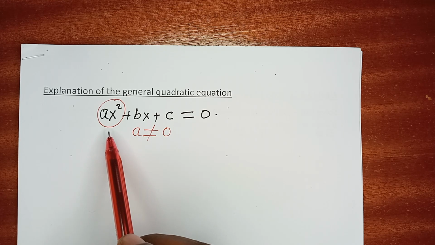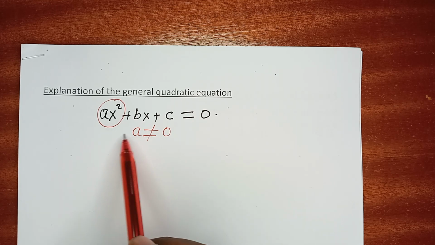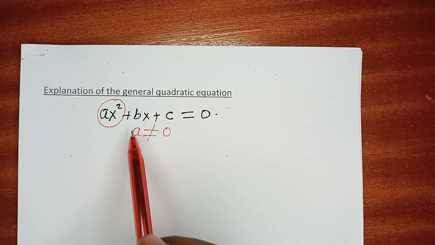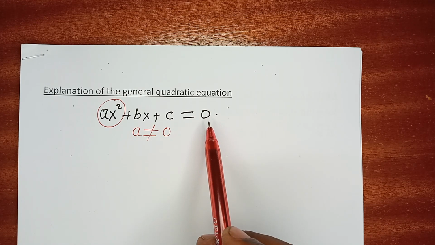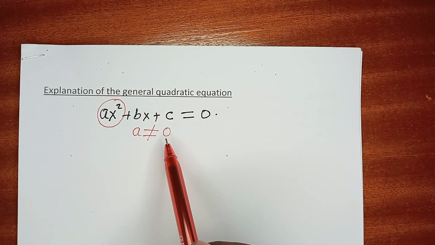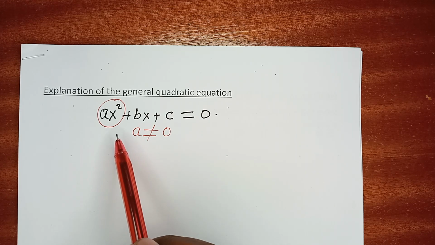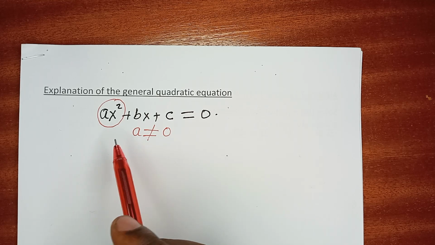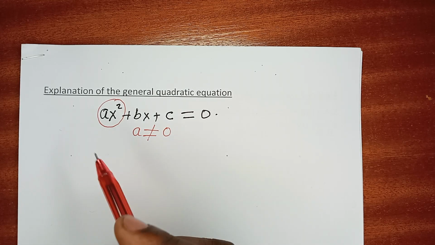And if term 1 is 0, then there exists no x squared. What we remain with is simply a linear equation in terms of bx plus c equals 0. Yes, it is an equation, but it is not quadratic due to the fact that there is no term 1. This is the only feature that makes this equation quadratic. Without this one, we do not have a quadratic equation.